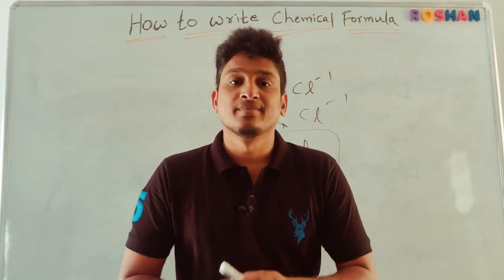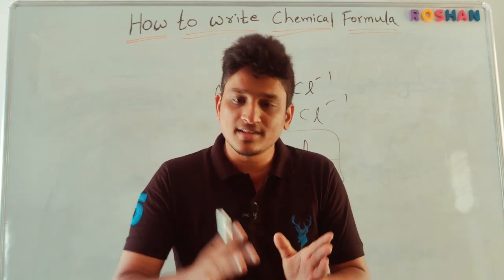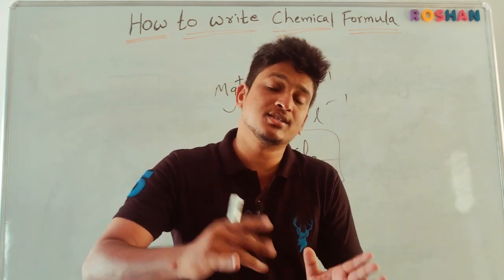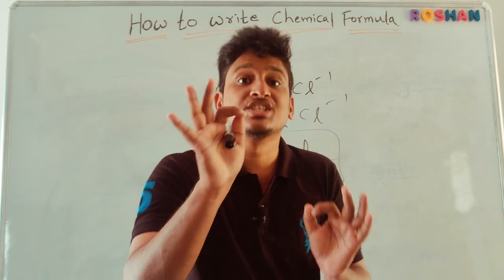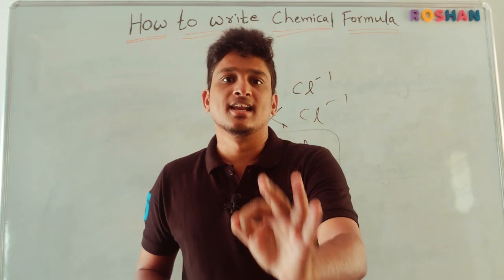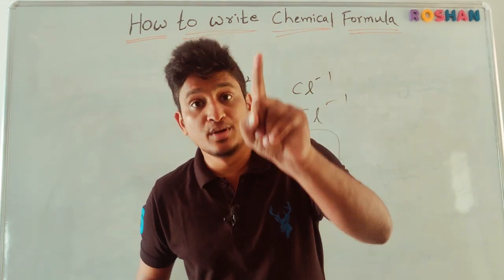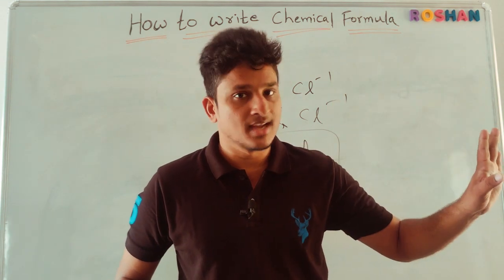Why are some elements combining in 1:1 ratio? Why are some combining in 1:2 ratio? Why are some combining in 1:3 ratio? It all depends upon the charge on the particular ion as well as the valency of the element. Ultimately, why are these opposite ions combining? In order to neutralize the charge which they carry. Understood? Let's see another example.